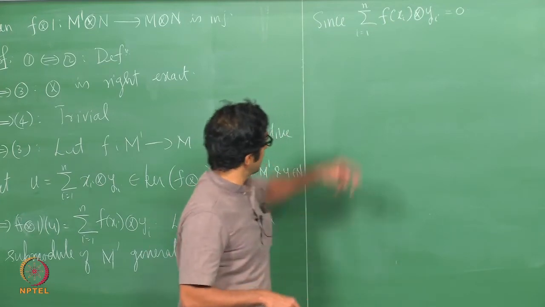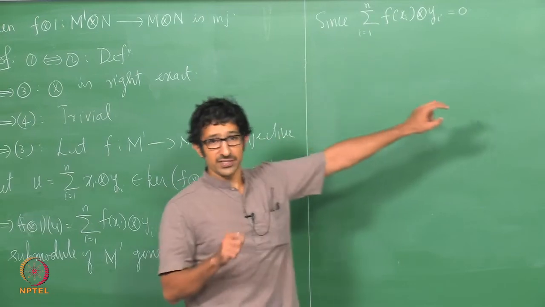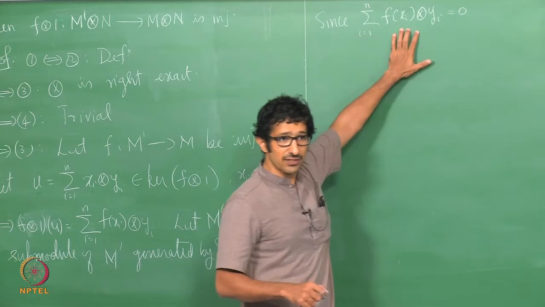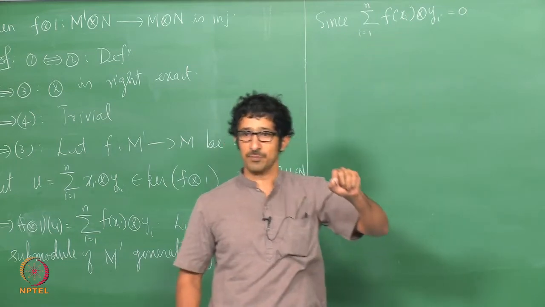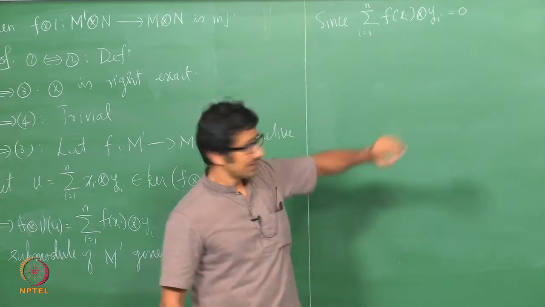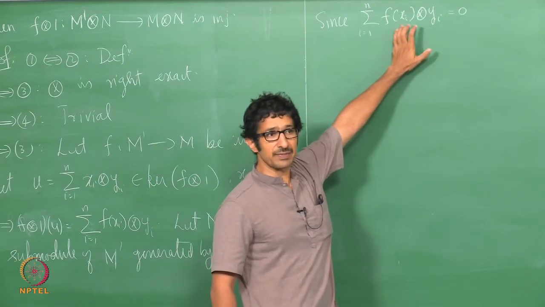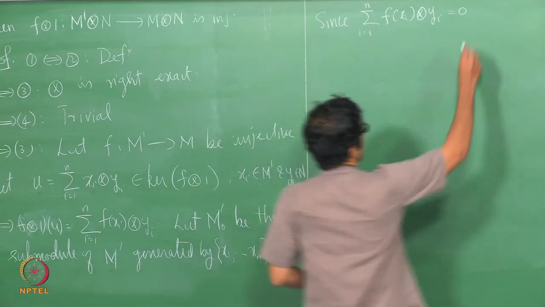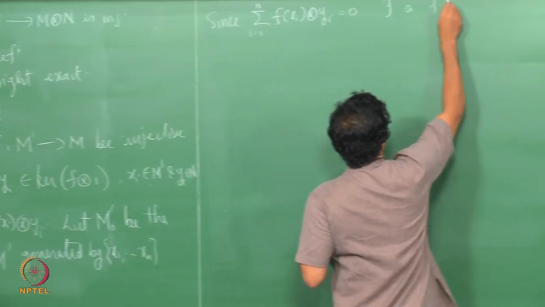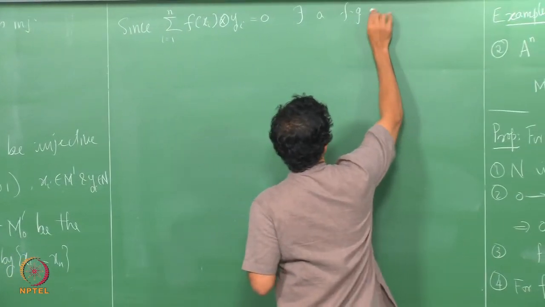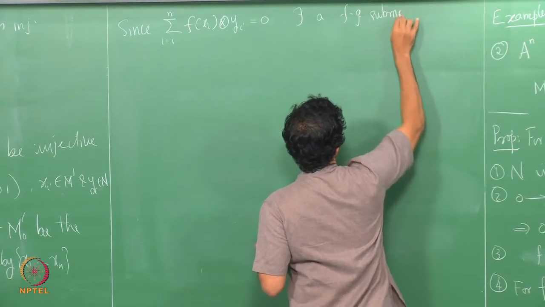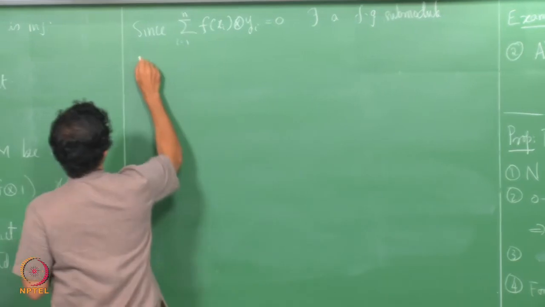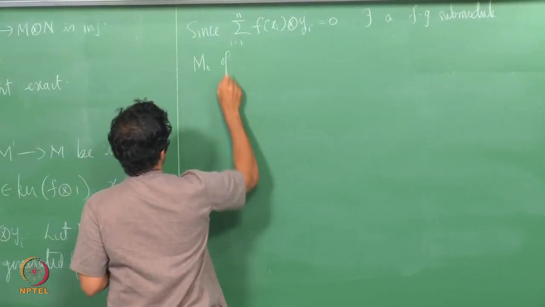But we showed that if such a linear combination is 0, then there exists a finitely generated submodule such that this representation is also 0 in that. So, there exists a finitely generated submodule M naught of M.